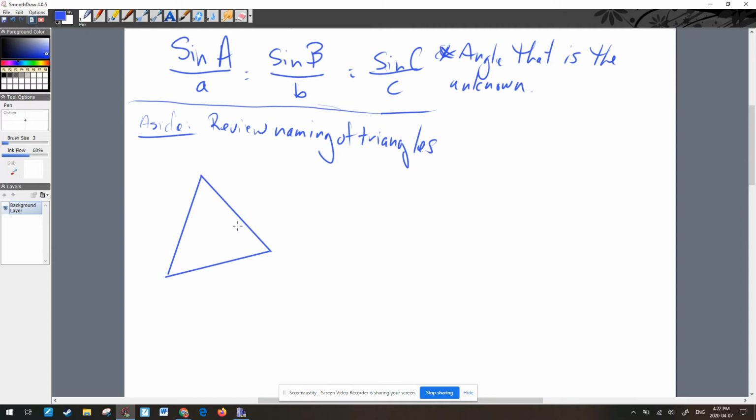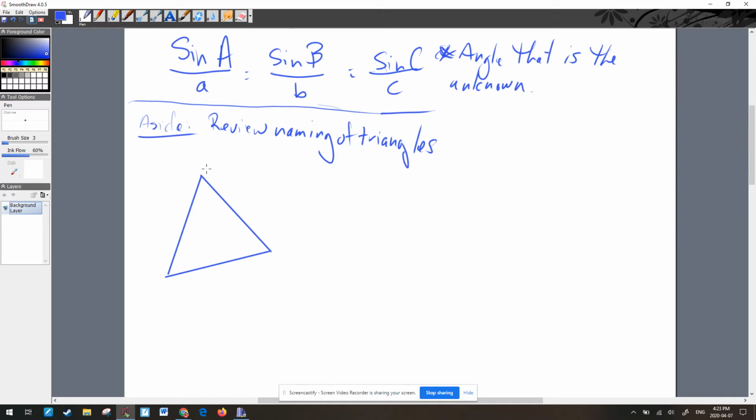Notice it's not a right angle triangle. It is just a triangle. I haven't said, it kind of looks like it might be equilateral, but it doesn't have to be equilateral. It is any triangle. Now, when it comes to labeling our triangles, cases, as in upper and lower, matter.